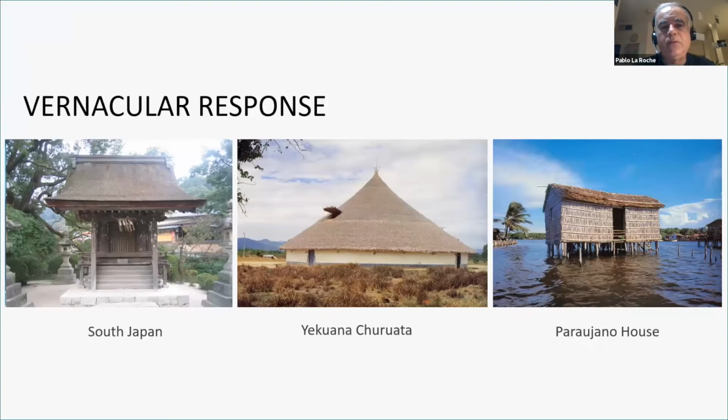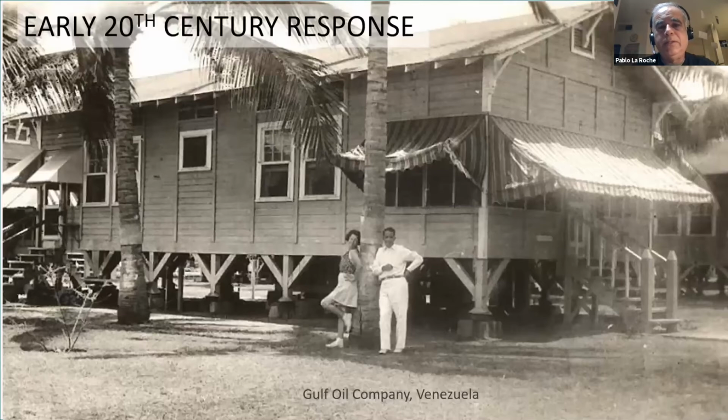If we look at the vernacular response in different hot and humid climates all over the world, we're going to see common traits. Again, we're providing shade, we're providing permeability through the walls for the air to move, and we're providing some protection from the rain. If we look at the early 20th century response from oil companies or fruit companies that went to the tropics, very interesting proposals, very simple in their conception. Again, we're going to go above the ground to protect from critters and also to provide more natural ventilation.